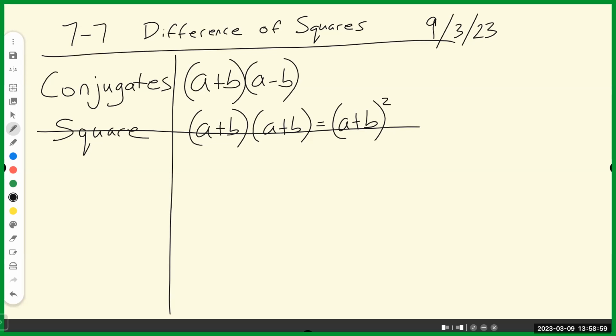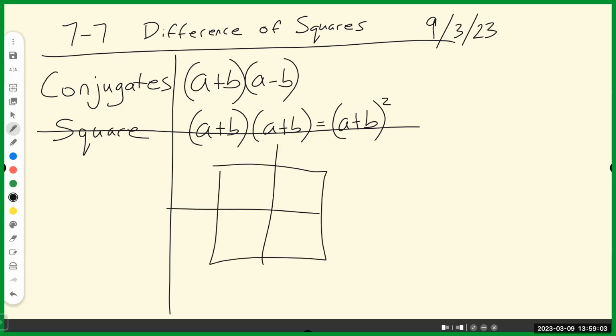You guys know how to multiply polynomials. You usually make this area model. Remember these? They fill you with joy. Let's see those smiles. Those grimaces.